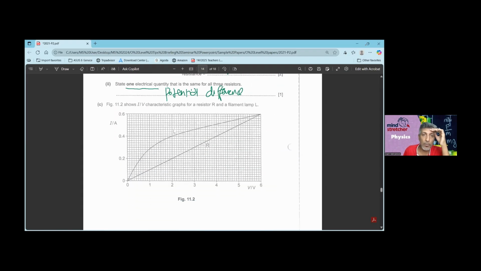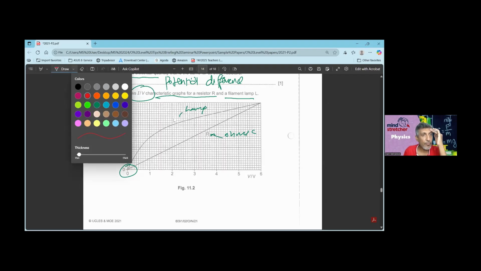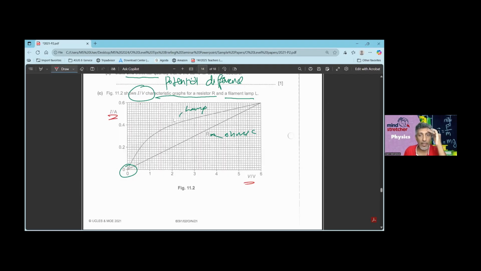Now they are talking about the IV characteristics. You have to follow this carefully for a resistor R and a filament lamp. This is for the lamp, and this is for the resistor. You can see straight away R is ohmic, because it passes through 0, 0 and it's a straight line, whereas the lamp is non-ohmic. This is the I and this is the V.